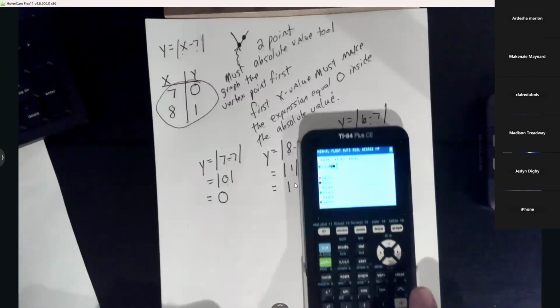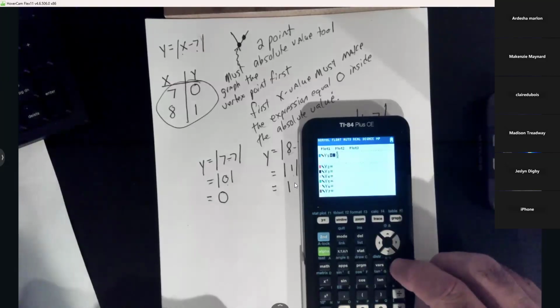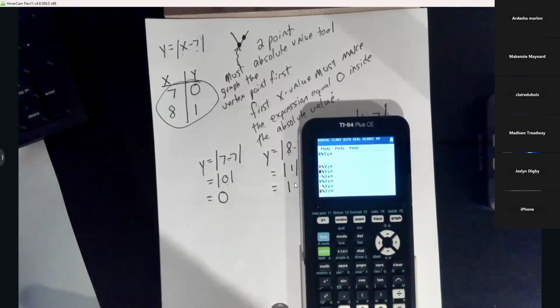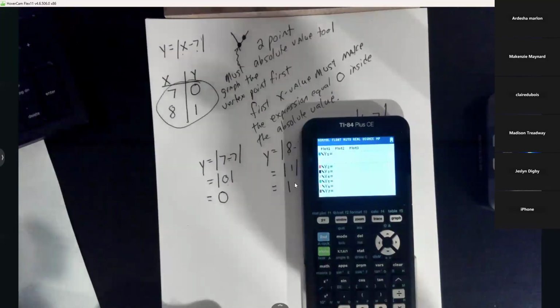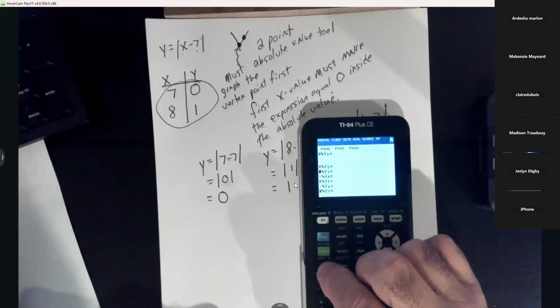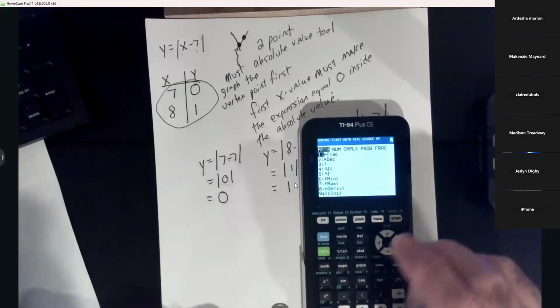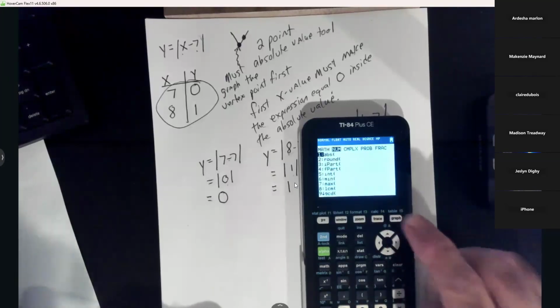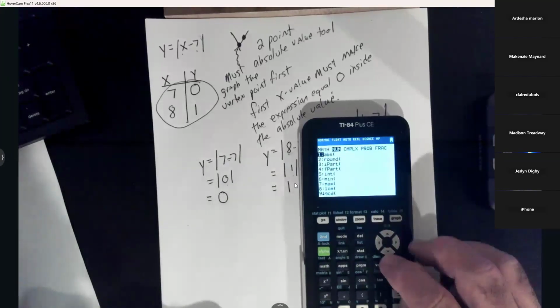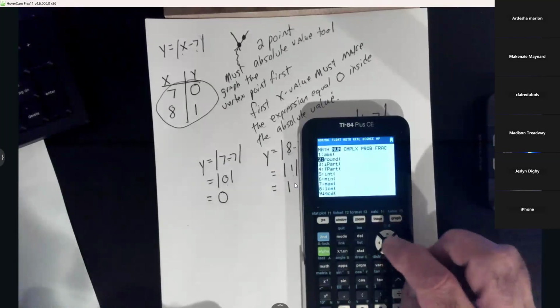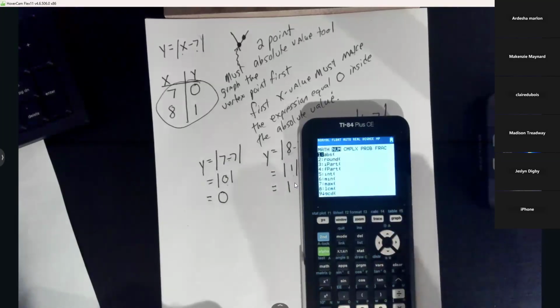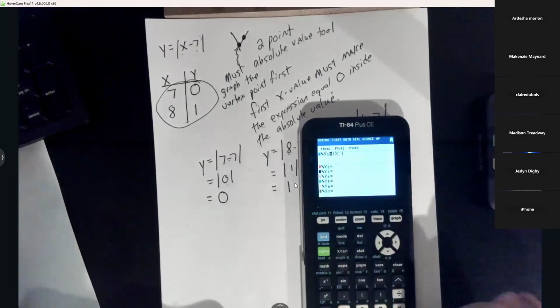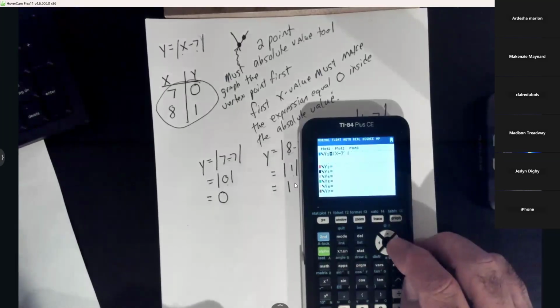Okay, right there. All right, so I'm on y equals, I'm going to clear that out. To get absolute value, you hit math, arrow right until number is highlighted. When number is highlighted, the very first thing you see, ABS, that is absolute value. So you hit enter. It'll bring it up here, and then you can put in your X minus 7.